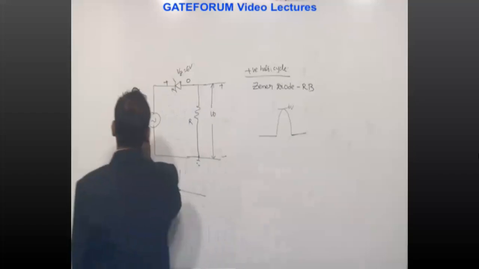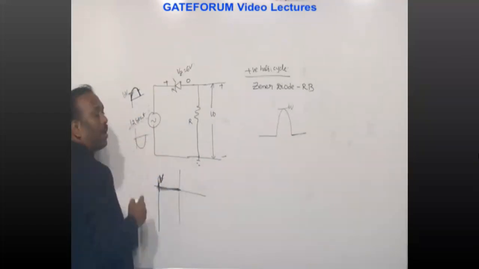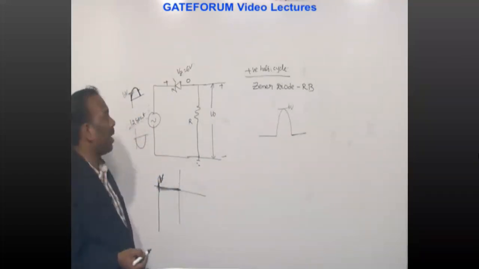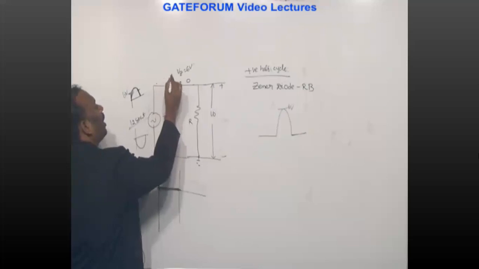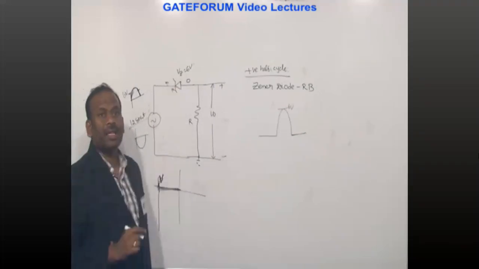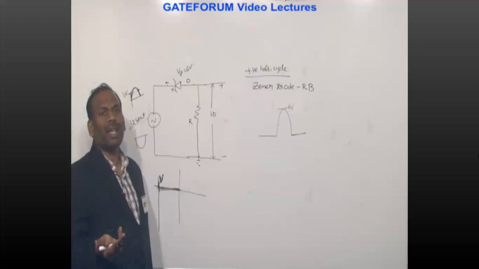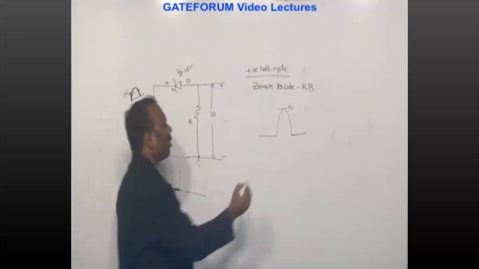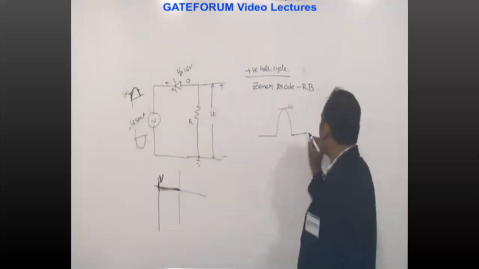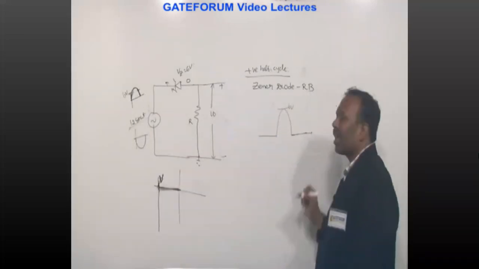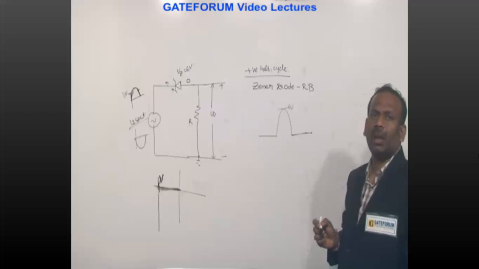Coming to the negative half cycle. This here will have negative. Now the diode is forward bias. Forward bias acts as a normal diode. Till cut-in voltage, current is 0. That's 0.7.